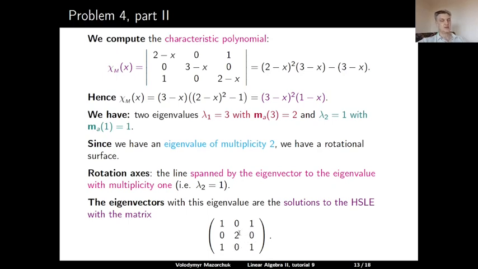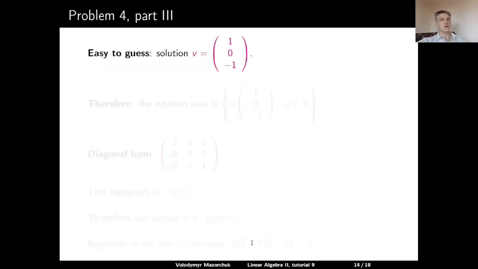So here again, it's very easy to guess that (1, 0, -1) is a solution, because 1 minus 1 is 0, and here 1 minus 1 is 0. So we have a solution (1, 0, -1), and therefore the rotation axis is a line in our space spanned by this vector. So it's a line a times (1, 0, -1), where a is a real number.